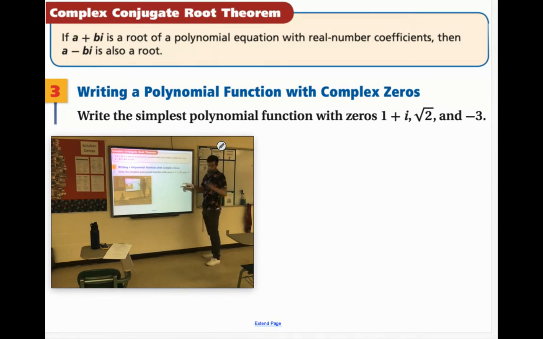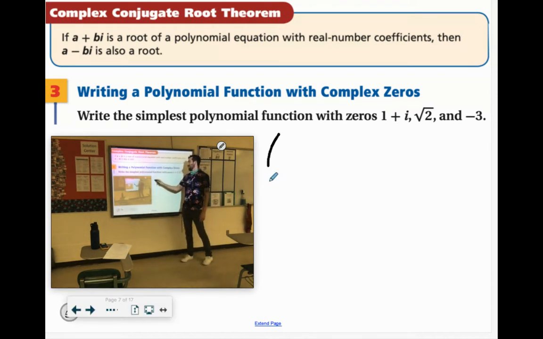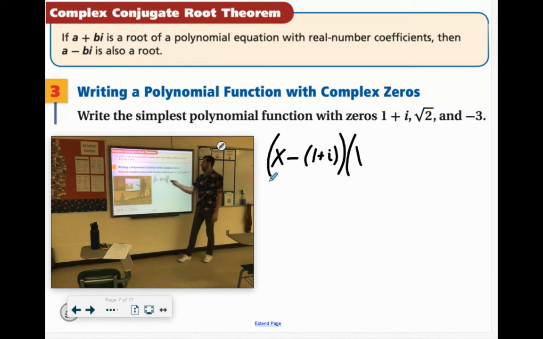1 plus i, the square root of 2, and also negative 3. That one's normal. So remember, we write the zeros as x minus that 0. It said one of our zeros was 1 plus i. That looks weird initially, but we're fine. Remember, if you have 1 plus i, another 0 would be 1 minus i.